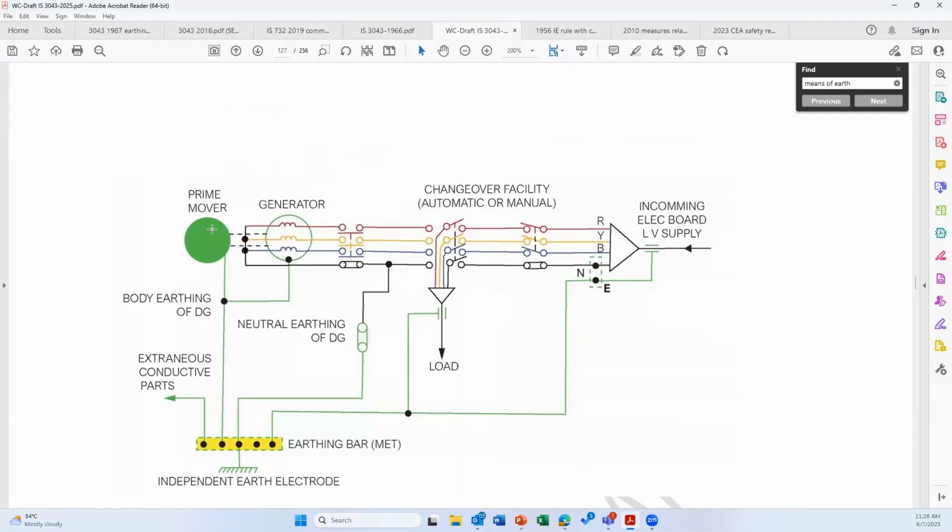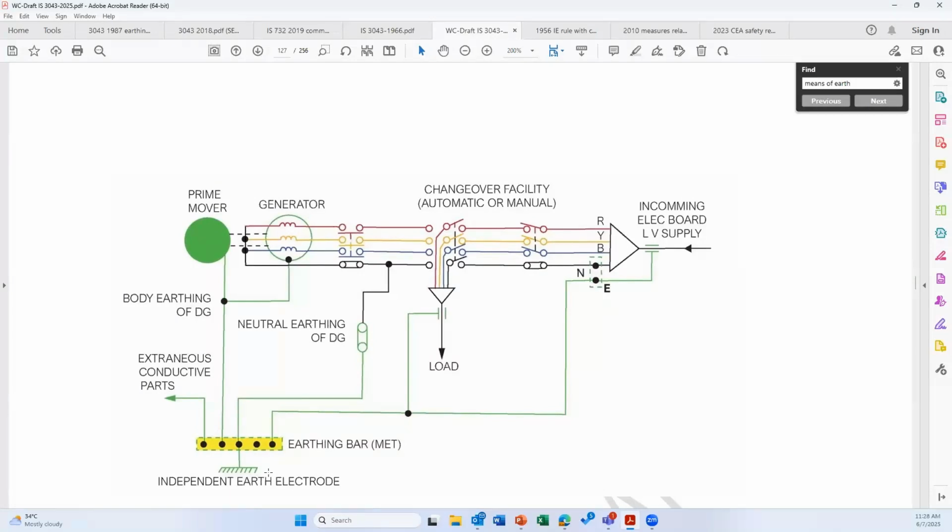You can see here the prime mover, the engine, and the alternator, the generator. The engine and the alternator body are connected to a common bus bar. Neutral is connected again through a link to the same common bus bar. The same common bus bar is used for connecting the extraneous conductive parts such as metal pipe, air conditioner duct, the rebar in the building, and so on. The incoming EB supply protective earth is also connected to the common bus bar. The load side protective earth is also connected to the common bus bar. The common bus bar is also connected to an independent earth electrode, which is called chassis earth.